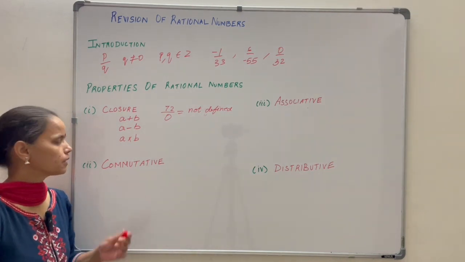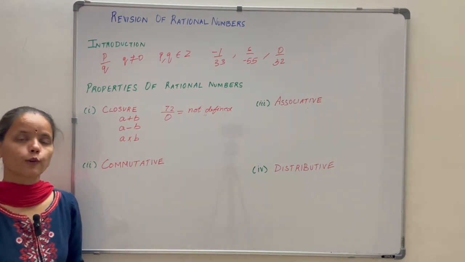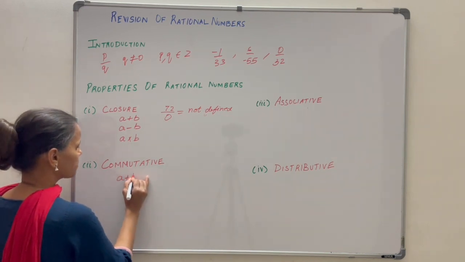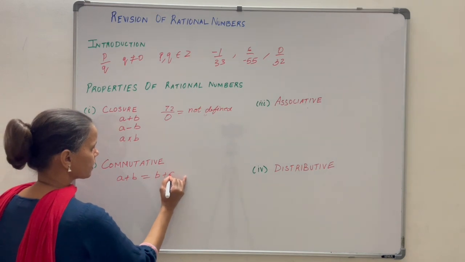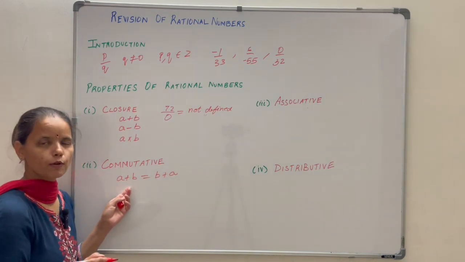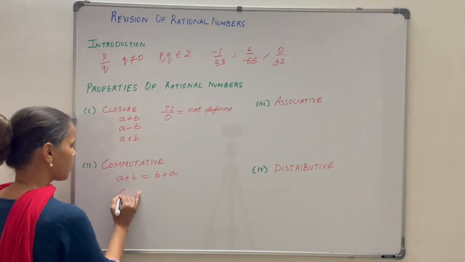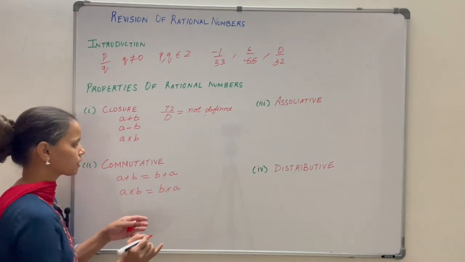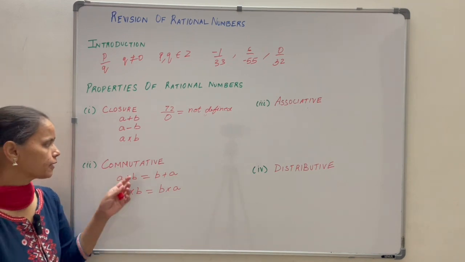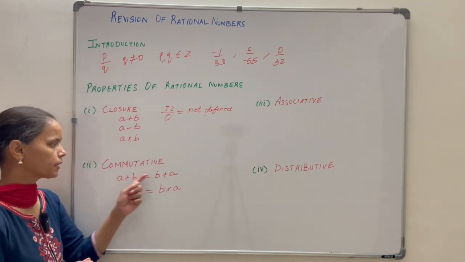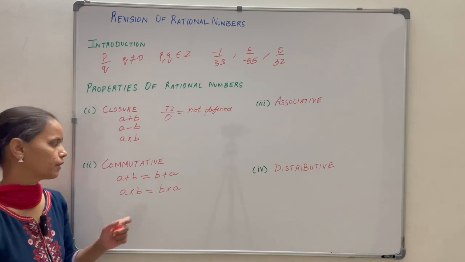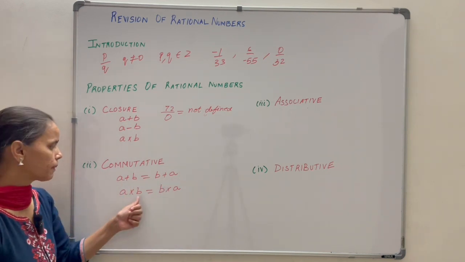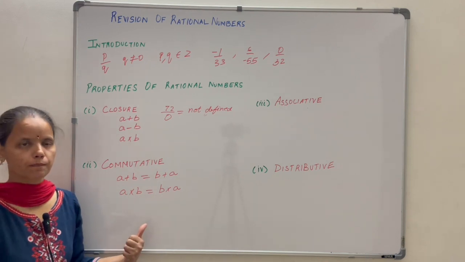The next property is commutative property. If a and b are two rational numbers, then a plus b is equal to b plus a. This is commutative property of addition for rational numbers, and a into b is equal to b into a. This is commutative property of multiplication for rational numbers. You can multiply or add in any order. You can add b to a or a to b. You can multiply b to a or a to b.